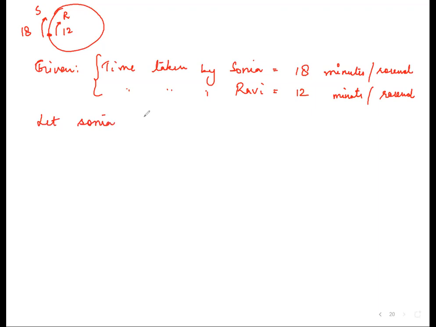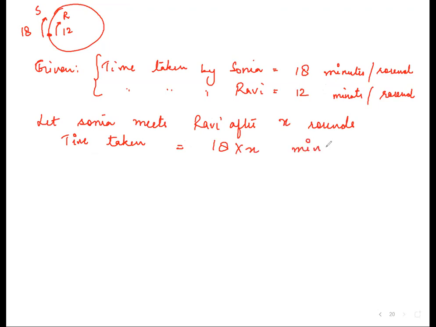Now let Sonia meet Ravi after X rounds. You have to tell the number of minutes, not rounds. Yes, minutes you have to tell. So how much time will Sonia take? For one round, she's taking 18 minutes. For X rounds, she will take 18 into X minutes.